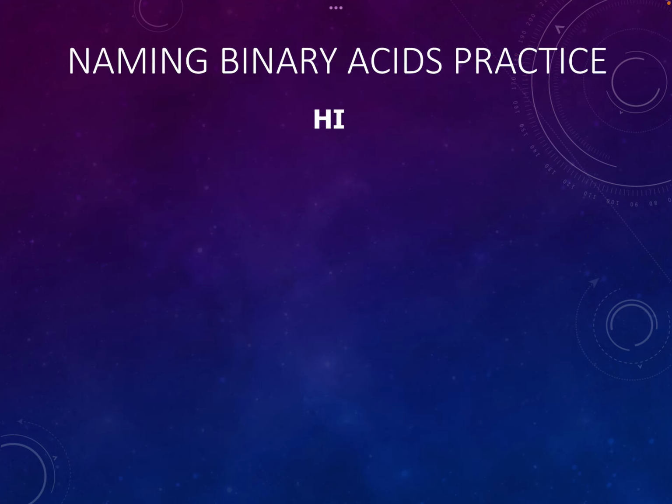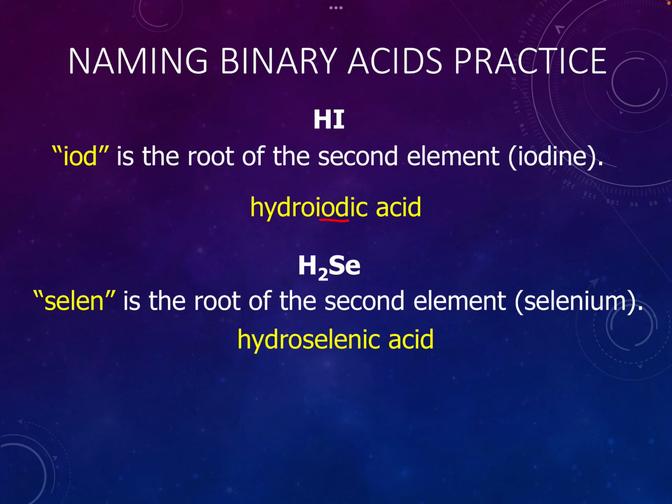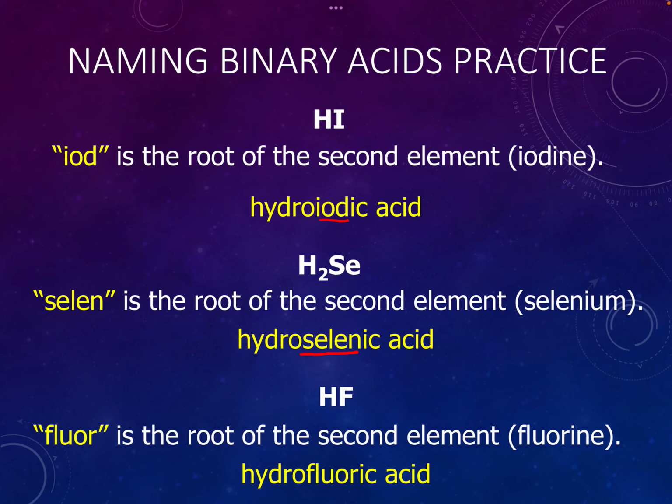So like this one, hydrogen and one other element. So this becomes hydro something ic acid, right? And since it's iodine, hydroiodic acid. Here's another one, hydrogen and one other element. Even though there are multiple hydrogens, it's still just one other element. So this is selenium, so this is hydroselenic acid. Again, hydrogen and one other element, so it's hydrofluoric acid. So again, all of them are going to be hydro something ic acid. You just need to figure out what goes in that blank.